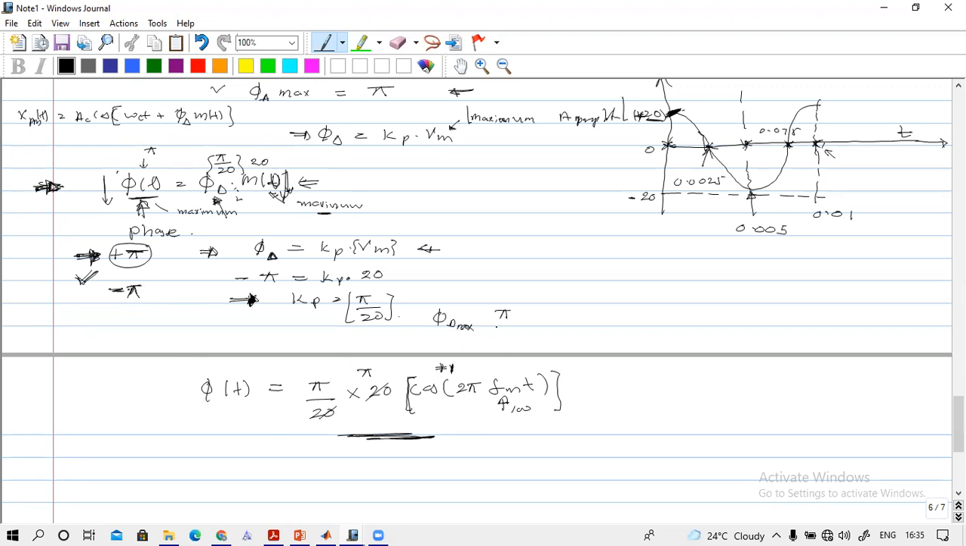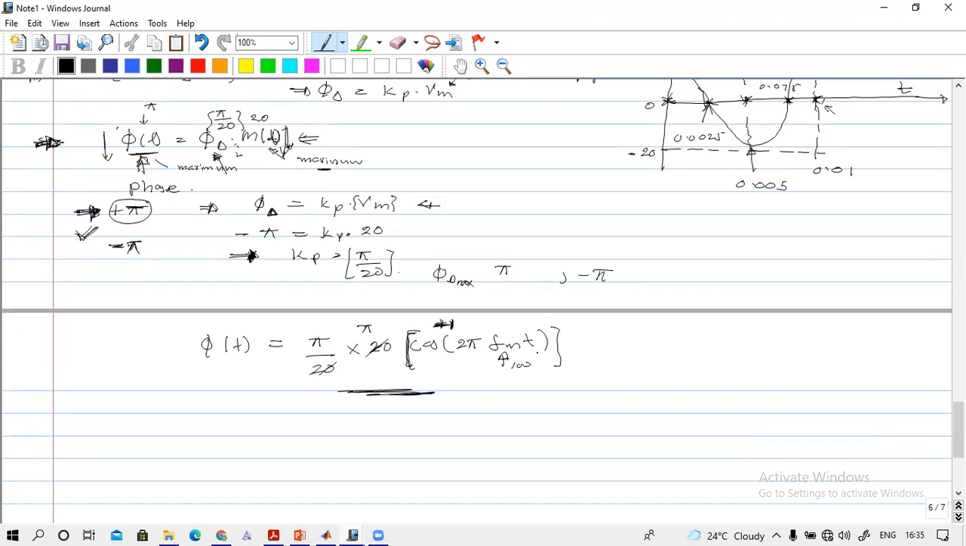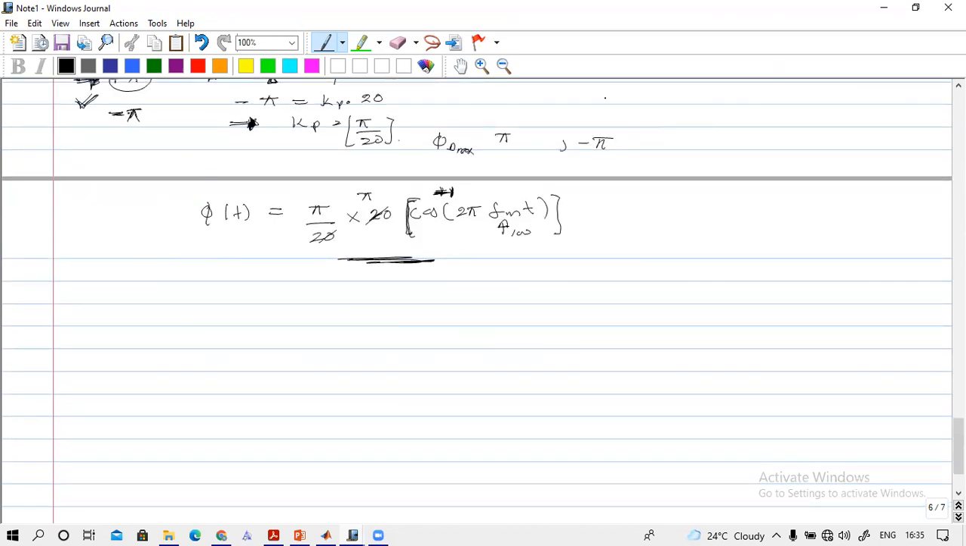So if we consider the minimum value of our signal, at the minimum level it will be minus 1 if you consider only this cos signal without the amplitude. So you will get minus 5. I will come to your lecture note again.